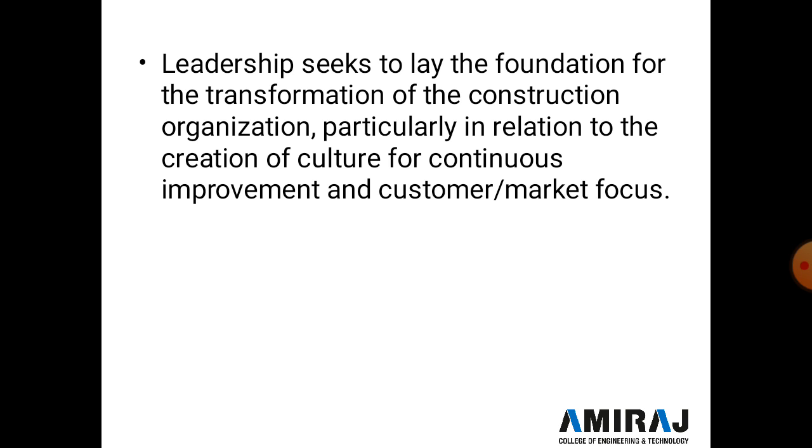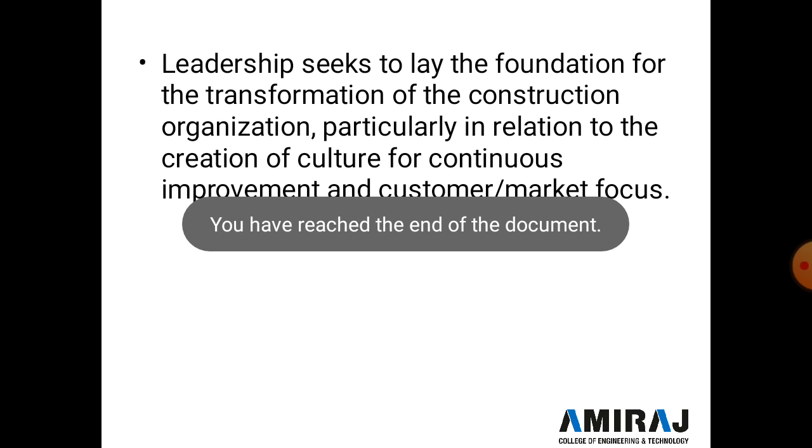And the last one is leadership, which seeks to lay the foundation for the transformation of the construction organization, particularly in relation to the creation of a culture for continuous improvement and a customer or market focus.